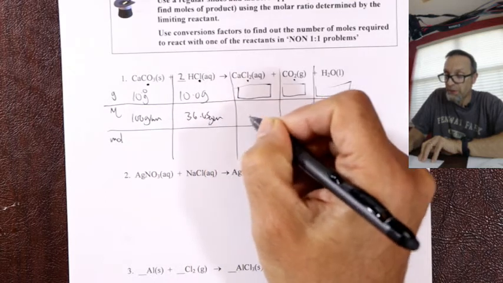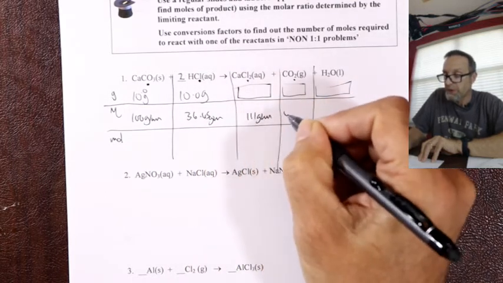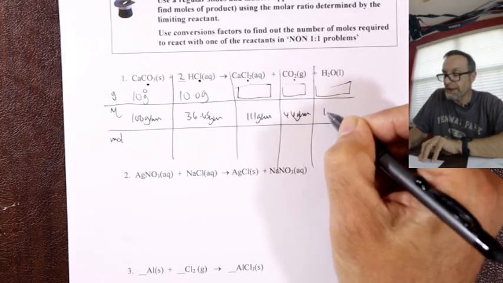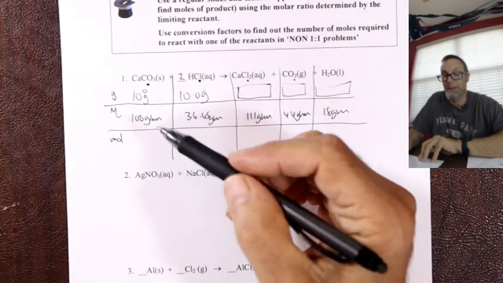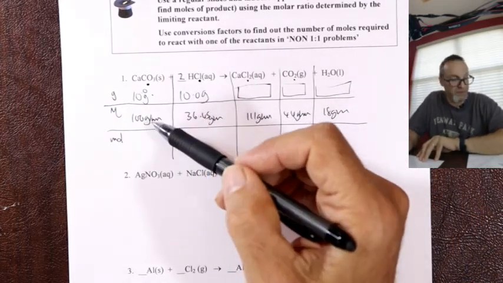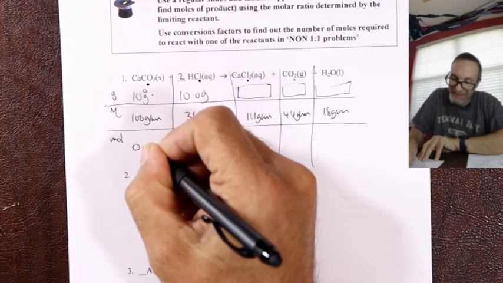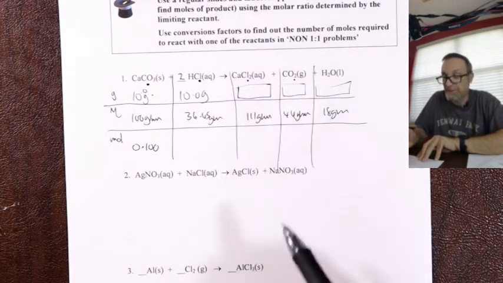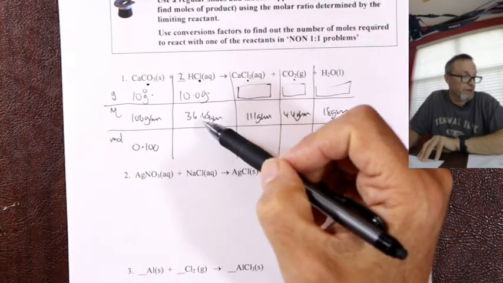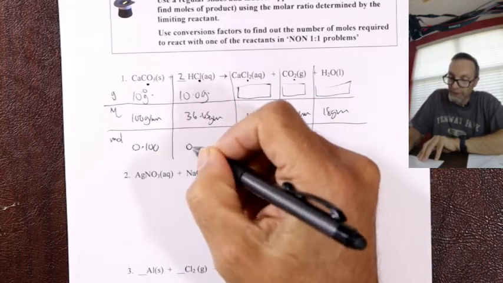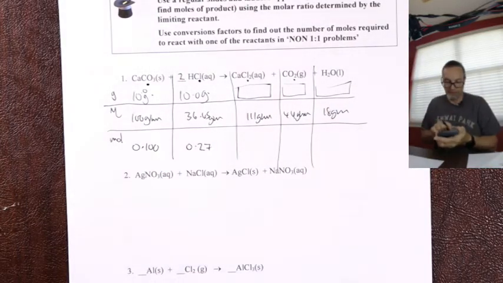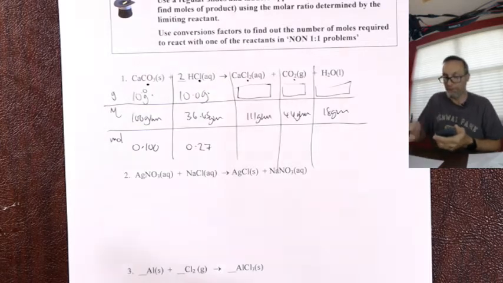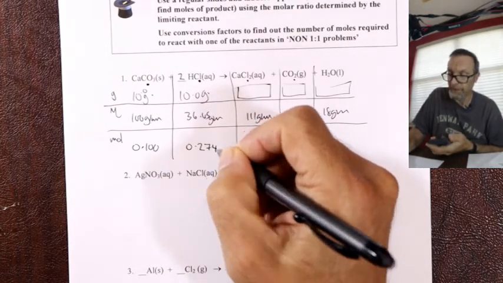36.45 grams per mole, 111 grams per mole, 44 grams per mole, and 18 grams per mole. And again, on the test, use full sig figs from the periodic table. Now, this one's nice because it's 10 divided by 100. Hopefully you got that one. 0.100, 3 sig figs, right? 10 divided by 36.45 is 0.27, let me get that last digit. 0.274. All right, 3 sig figs.